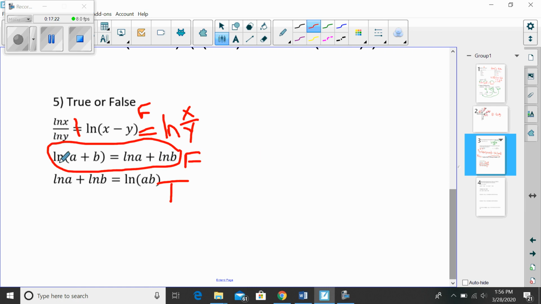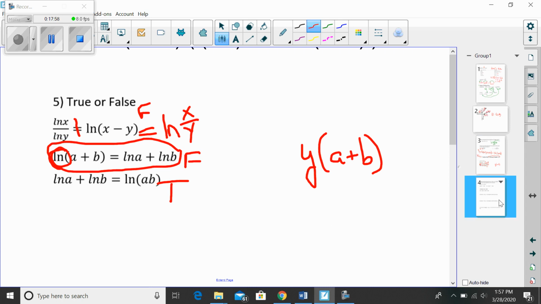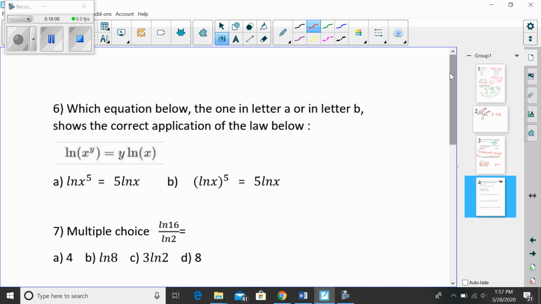But natural log doesn't distribute the way a variable like y does, right? If I had y times a plus b, then I would get y times a plus y times b, and that wouldn't work for natural log. But natural log is a special entity and has some different properties. Okay, so I know this one probably is not sitting well with your intuition right now. And again, this is a very easy mistake to make. So moving on with some more exercises.